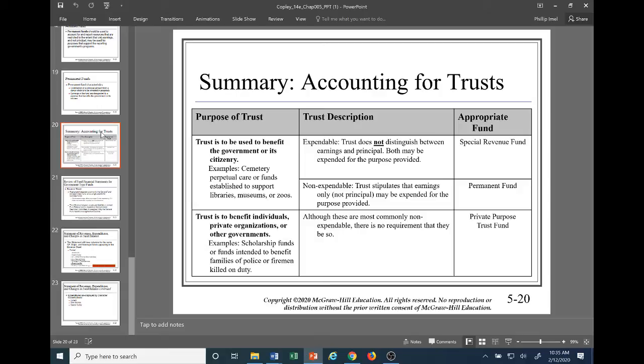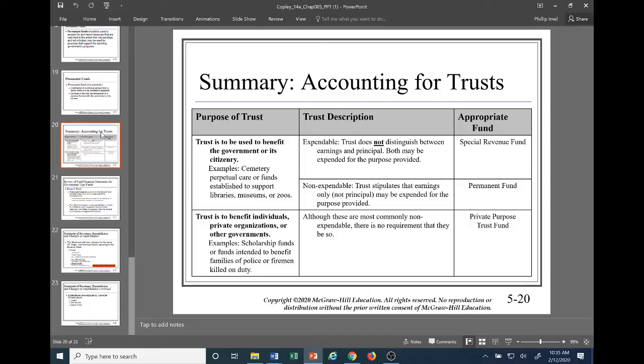So if the purpose of the trust is for the benefit of the citizens or the government, what type of funds do we use? Government. Right. What two types is it going to fall between? What two types of government fund? Whether it's expendable or non-expendable. If it's non-expendable, what fund are we going to use? Permanent. Because what cannot be spent?